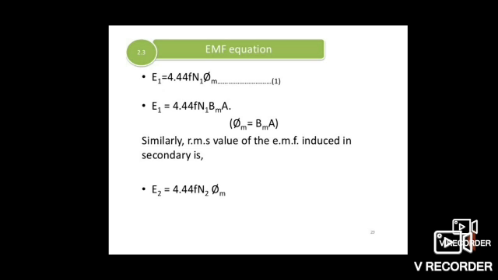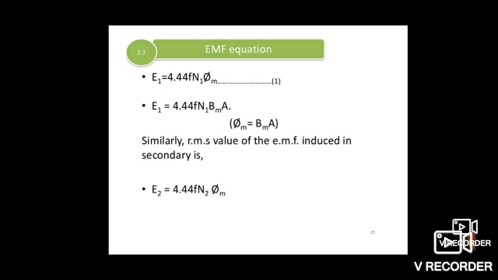1.11 is the form factor. 4 F N1 phi m is the average rate of change of flux linkage. We have to convert the average value into RMS value. Therefore, 1.11 into 4 into F into N1 into phi m gives the E1 RMS value. Therefore E1 equal to 4.44 F into N1 into phi m. If you replace phi m by Bm into A, E1 equal to 4.44 F into N1 into Bm into A. This is the EMF equation induced in the primary winding.